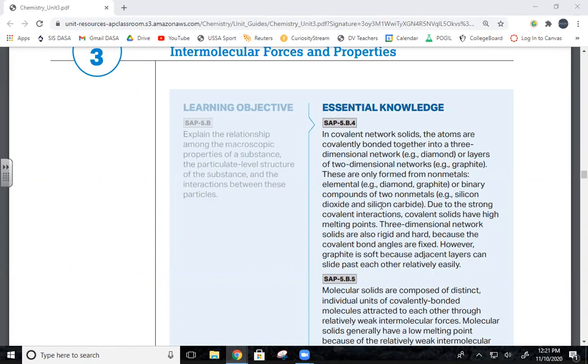Silicon dioxide, what is silicon dioxide, everyone? It's rock. So silicon dioxide is rock, okay? And generally rock is considered pretty hard, right? Due to the strong covalent interactions, covalent solids have high melting points. Three-dimensional network solids are also rigid and hard because the covalent bond angles are fixed.